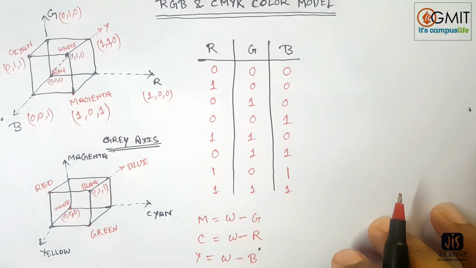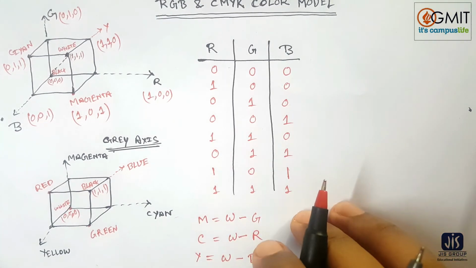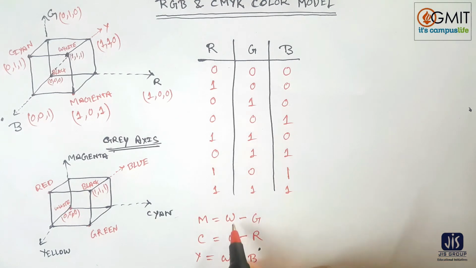Got it? So this is a subtractive color model where we can get the color from subtracting from white. White minus green, then we get magenta, white minus red, then we get cyan, and white minus blue, then we get yellow. And K is the key color which denotes actually black here.